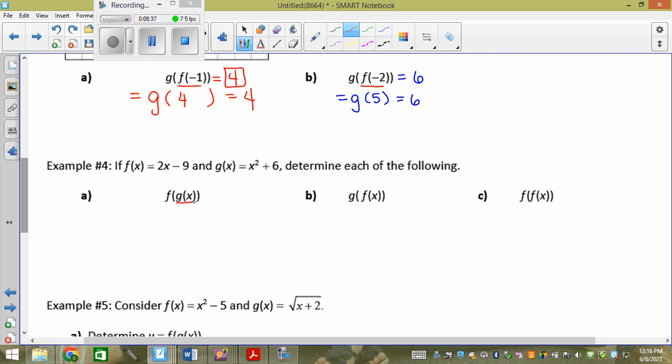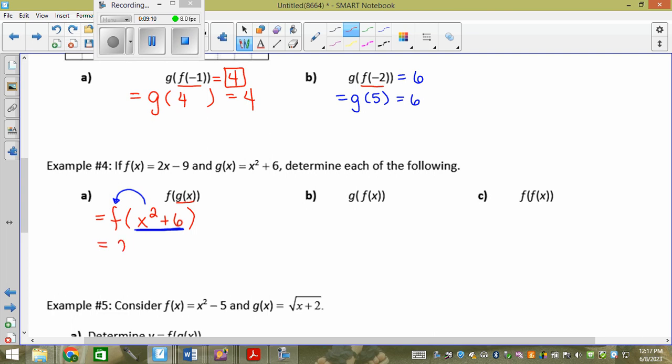Well, now I can't fill in a specific number, but I can fill in g of x, right? So this is going to equal f of whatever g of x is. What's g of x? X squared plus 6. And now what did we just talk about? We just talked about in grade 10 that no matter what I filled into this bracket, it goes in for the x in f. So I go to where the x's are in f, I take them out and I throw them away and I replace them with x squared plus 6.